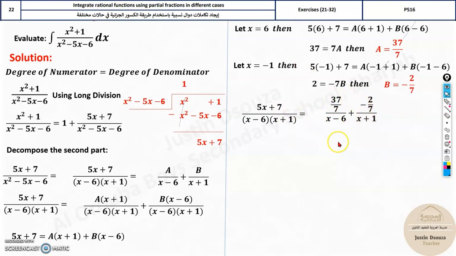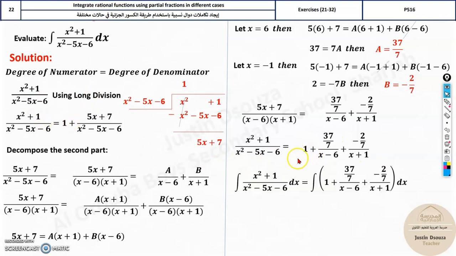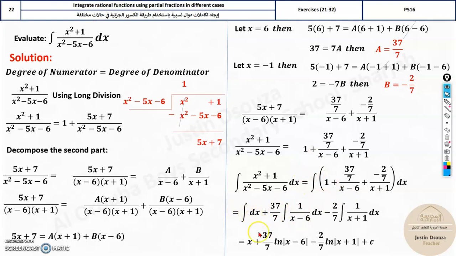Now this is not the answer, you need to integrate this including this part 1. Don't forget the 1. What will happen? 1 will be x, that is integrating 1 gives x.